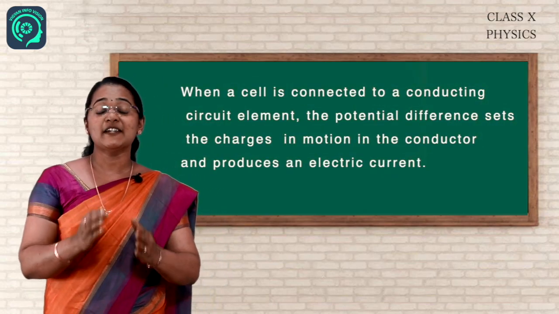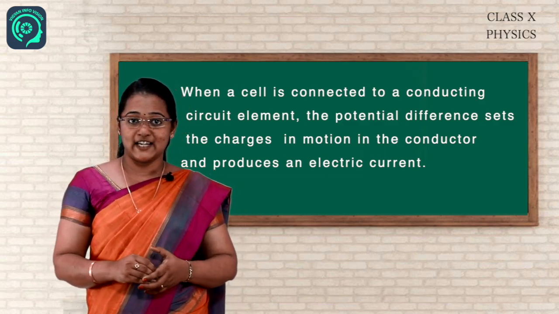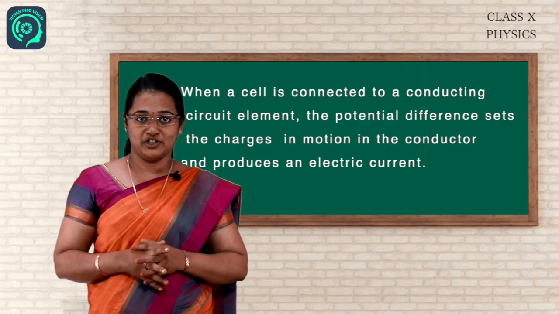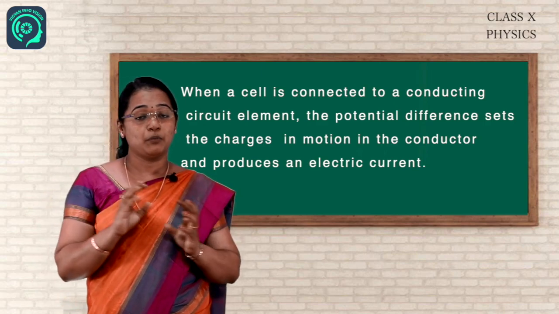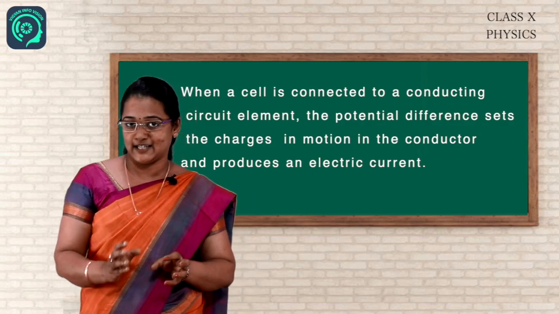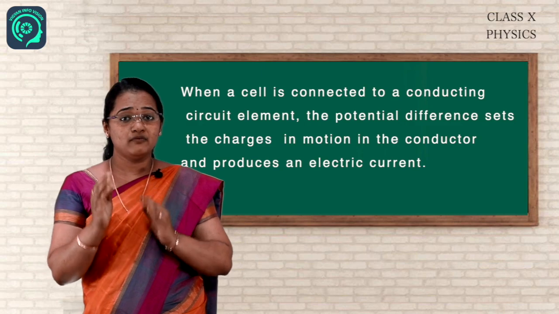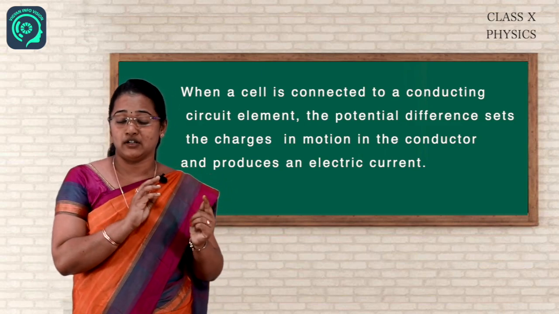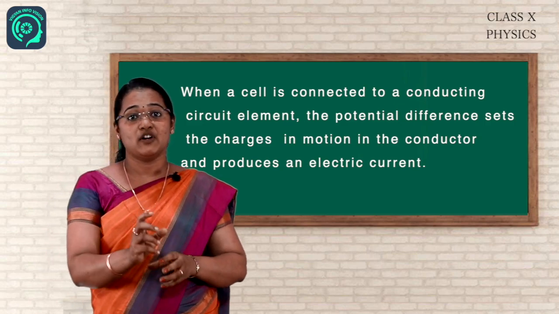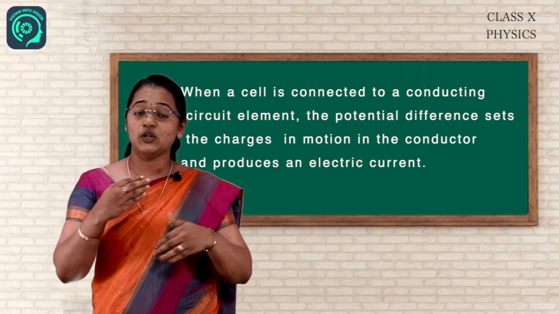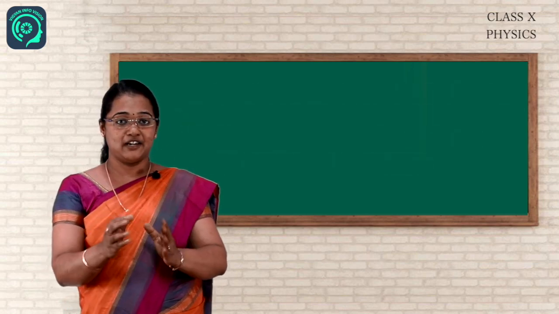Inside the cell, some chemical reactions are occurring. The chemical reactions happening inside the cell will set the charges in motion, because these chemical reactions will produce a difference in potential between the two terminals of the cell, and thereby the charges are set to move. And when these charges move from one point of the conductor to the other, they are utilizing the stored chemical energy given by the cell. So, for continuously supplying energy, the cell has to give this chemical energy continuously.